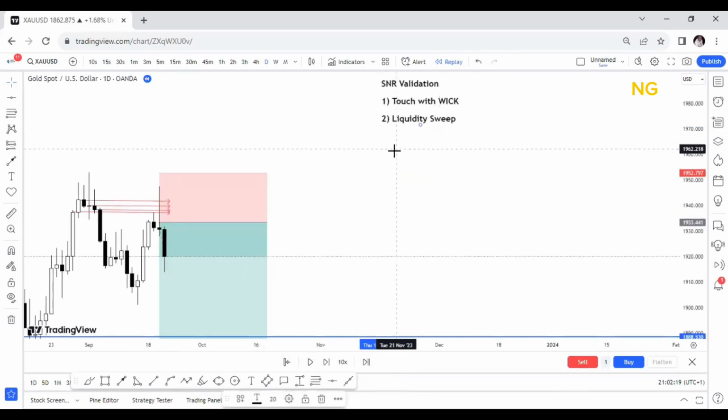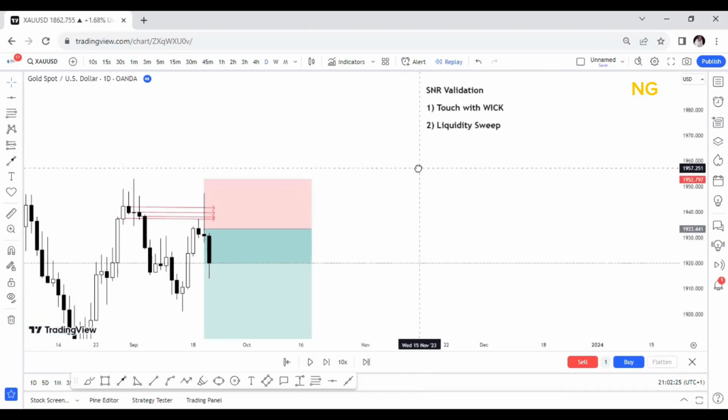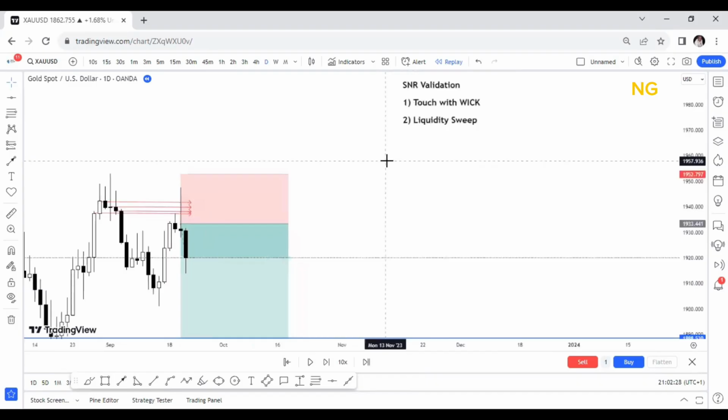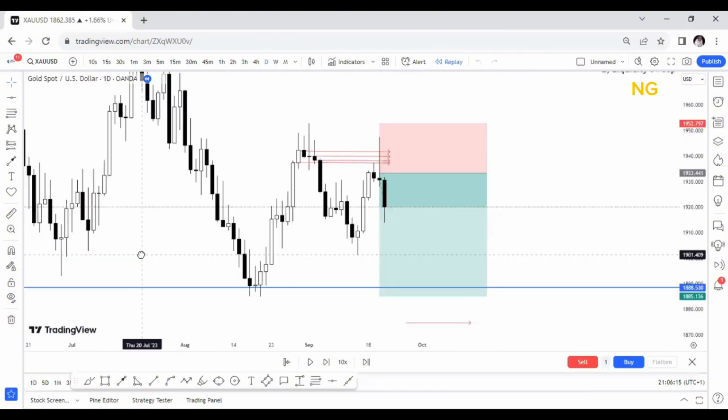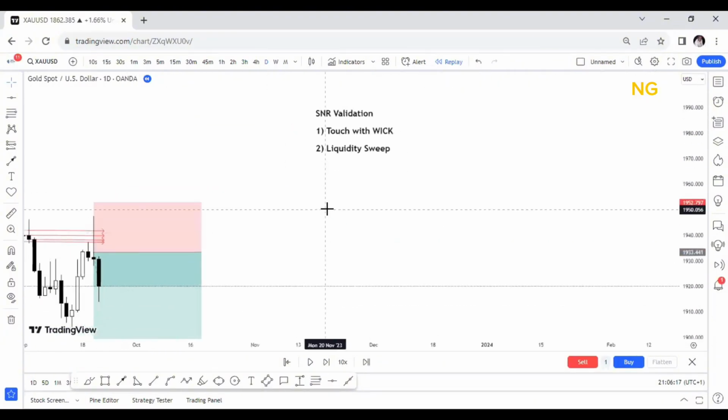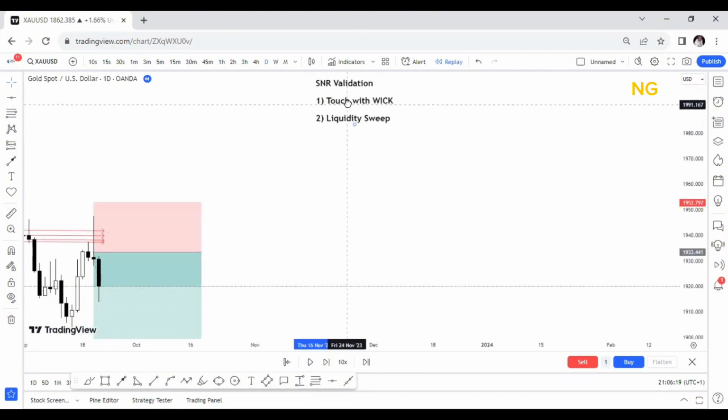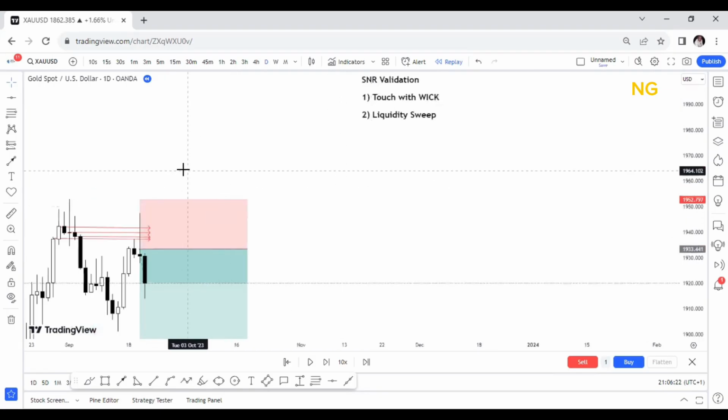So we do two points to validate an SNR. First point is a touch with a wick, not a body. We must not see a body at the level of SNR. What we want to see is a touch with a wick. A wick means a price rejection. What is a wick? It is simply a price rejection of an SNR level.